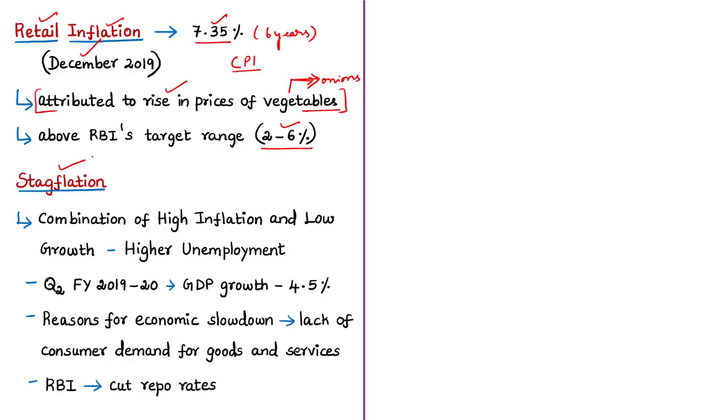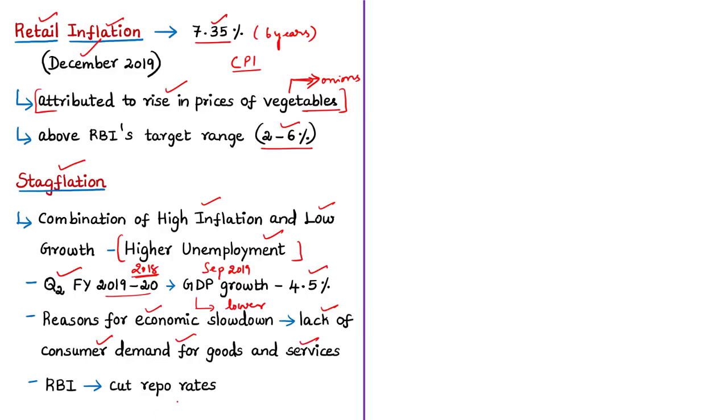Now, you should know about stagflation, which is the combination of a high rate of inflation and a lower rate of growth. At this time, not only is inflation higher, but the unemployment rate is also higher. Know that the Indian economy has faced 6 consecutive quarters of slowing growth since 2018. In the most recent quarter, the second quarter of the current financial year that ended in September 2019, the growth rate was just 4.5%. This indicates that the Indian economy is experiencing a lower rate of growth, and the main reason for this economic slowdown is the lack of sufficient consumer demand for goods and services.